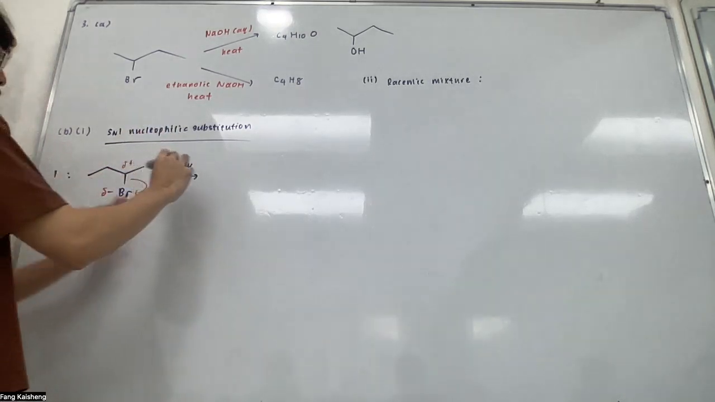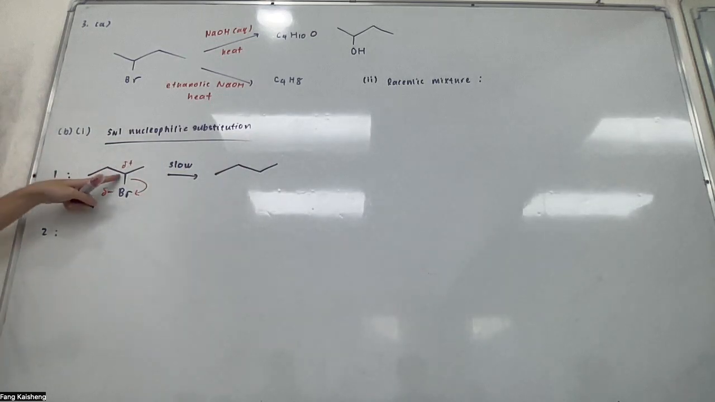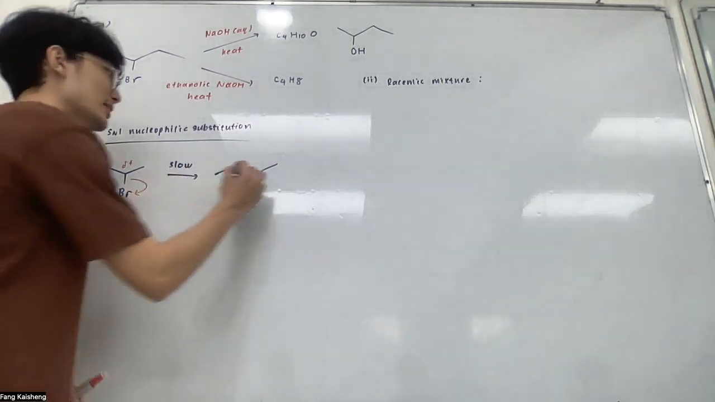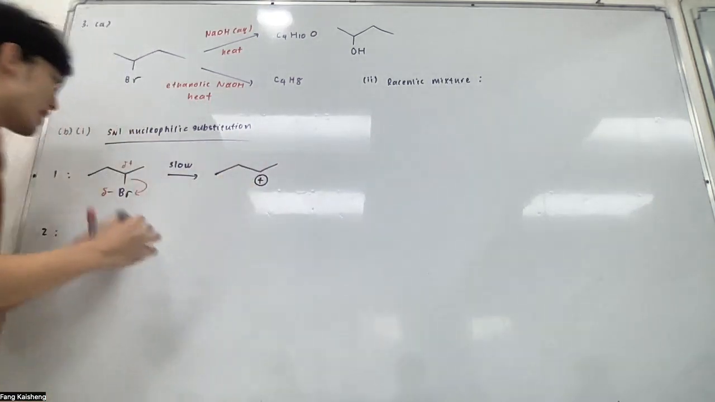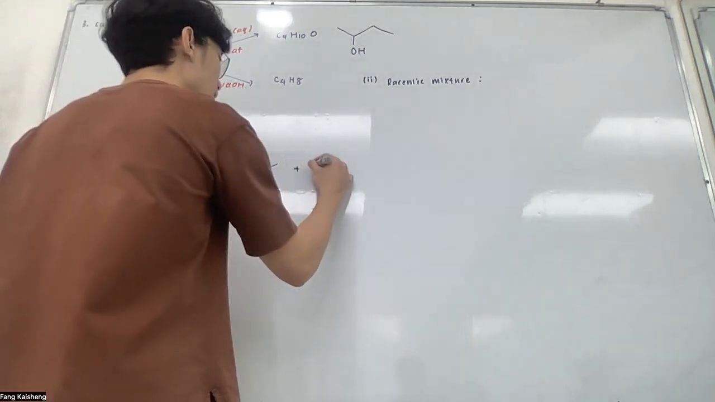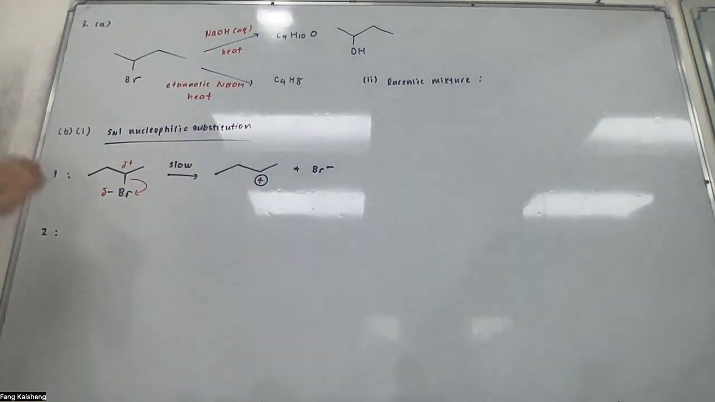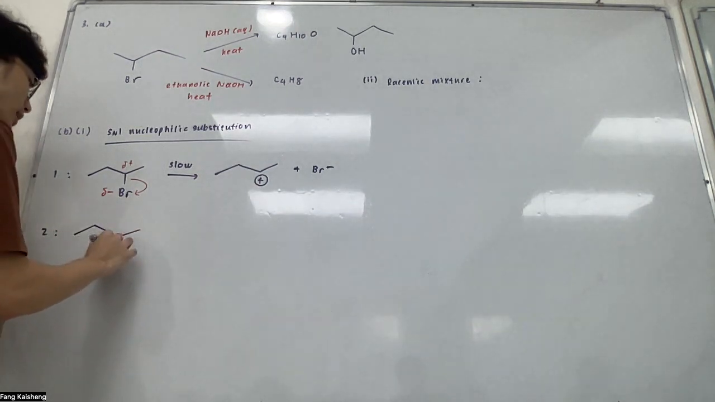Okay, so slow step. Then the carbon here must have a plus charge. The carbon that just broke apart, it just lost something, right? So now it has a plus charge. On the other hand, bromine has just gained an electron, so it must have a minus charge. So now I've formed the carbocation. You now take the carbocation and react it with what?